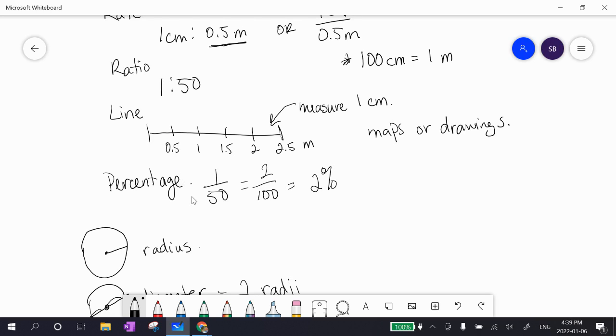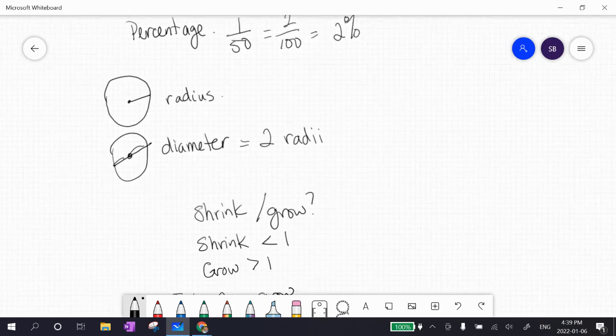You can also write it as a percentage. So for instance, I take the ratio 1 over 50, which is equal to 2 over 100, that's 2%, and I just write it as a percent. Just a few quick little things to remember.